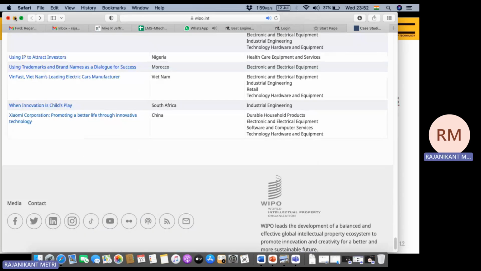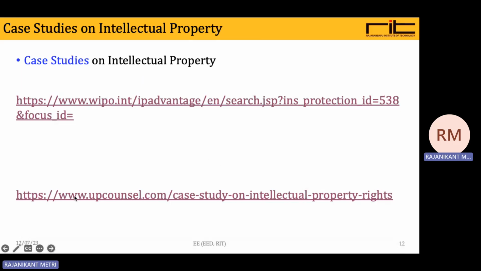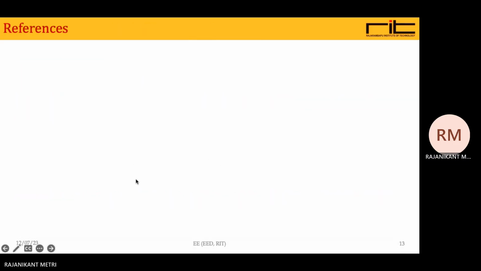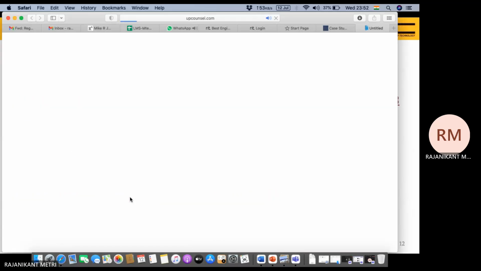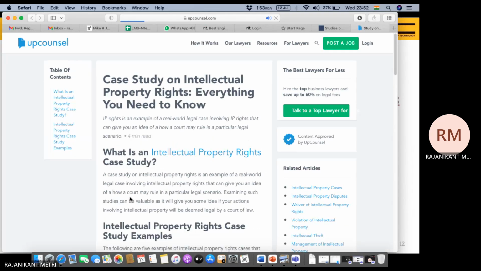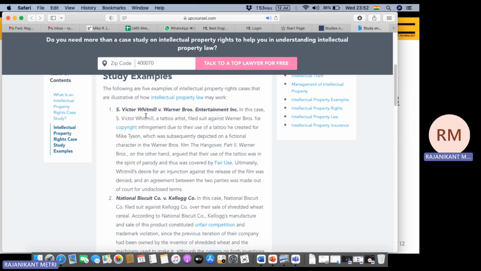So you can go for your personal interest as well as for better knowledge. There is another link, that is a case study on intellectual property rights. So here it is.